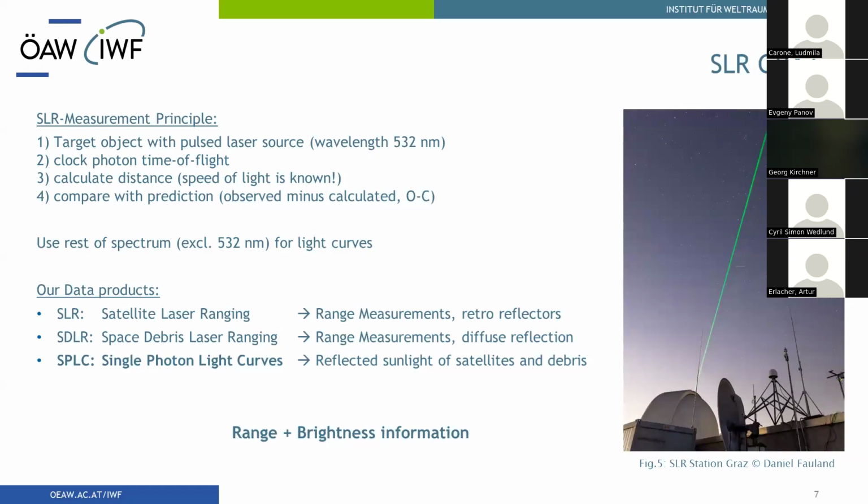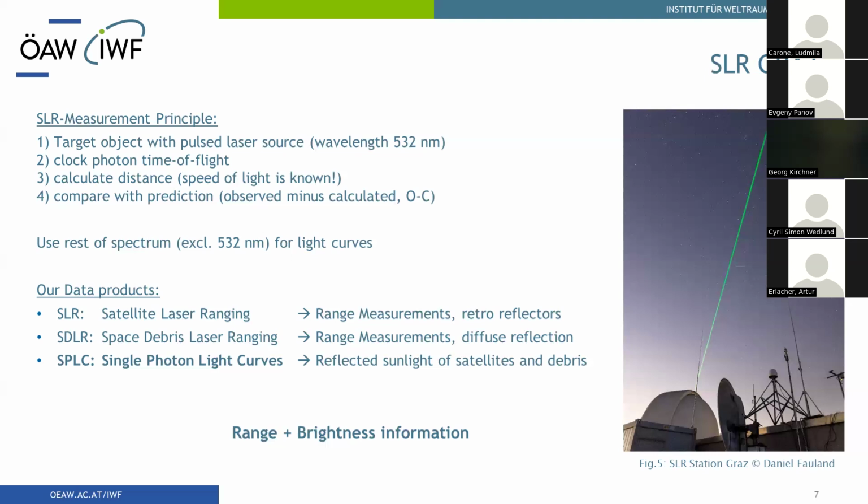As you maybe know, the purpose of our SLR station is to provide range measurements to satellites and space debris. To do this, we target the object with a pulsed laser source at a fixed wavelength range. And we measure the time the photons need from our laser to the target, where they will be reflected back to us. Since the speed of light is known, we can calculate the distance between our station and the target.